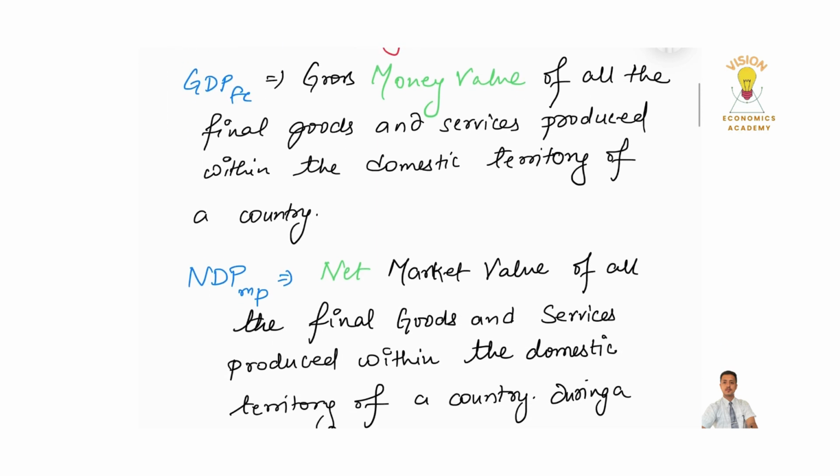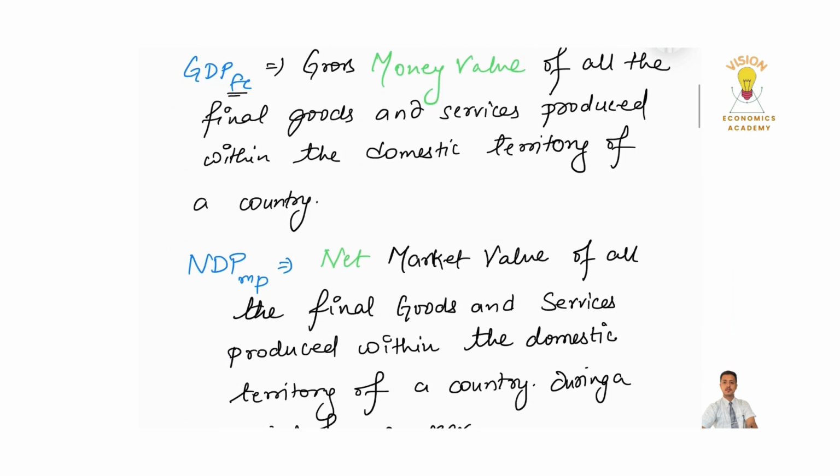Then GDPFC. Now, as I've already told you in the previous episode, what is the difference between GDP MP and GDP FC. So now GDP FC, gross domestic product at factor cost. We have already discussed in the previous class what the difference is between market price and factor cost, right? So I will not touch on that.